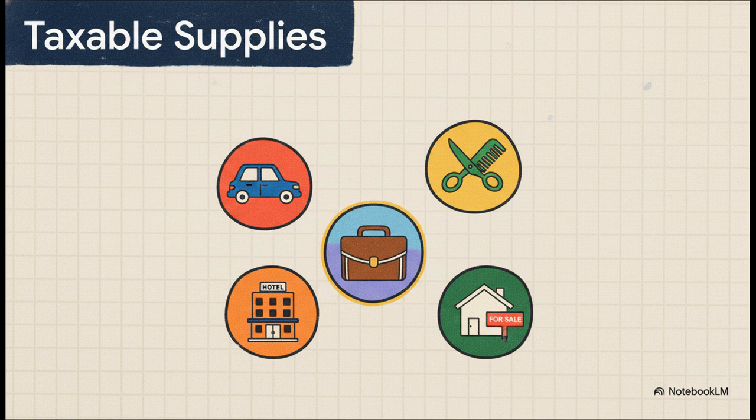This covers almost everything you can think of: cars, clothes, hotel stays, and yes, even the legal and accounting services you'll be providing someday. The rule here is super simple. You charge your customer GST/HST, and you get to claim ITCs on all your business costs.